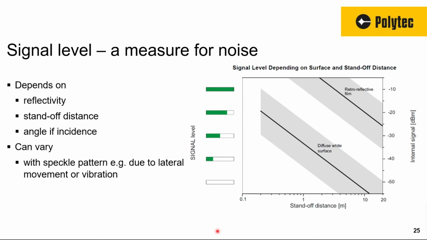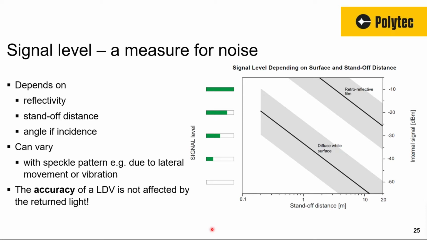The signal level can also vary with the speckle pattern due to lateral movement or vibration, which we will explain a little later, how this effect occurs. And please note that the accuracy of an LDV is not affected by the returned light. It's just changing the amount of noise in the signal.